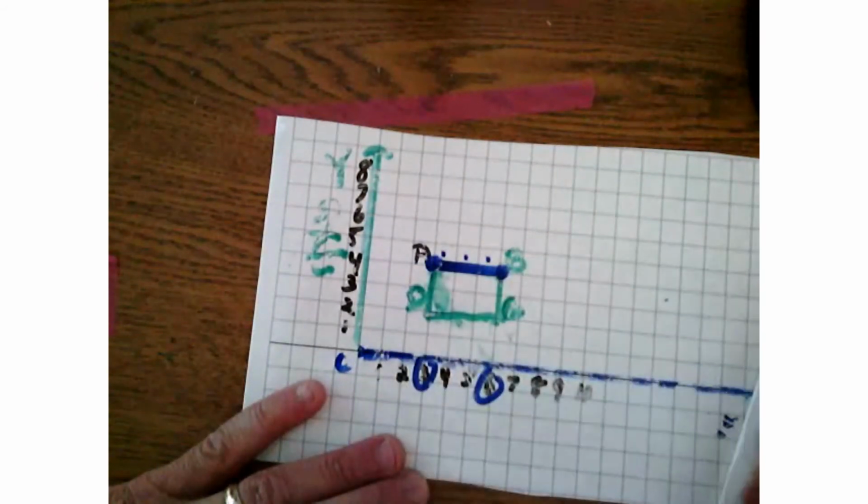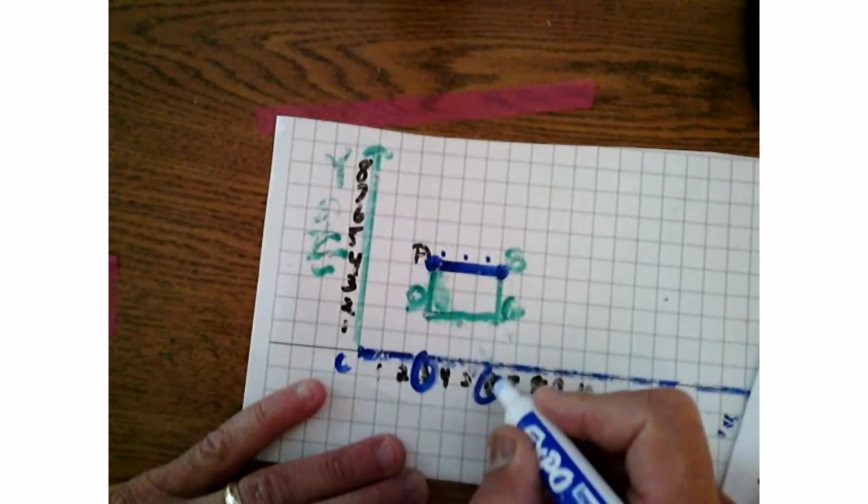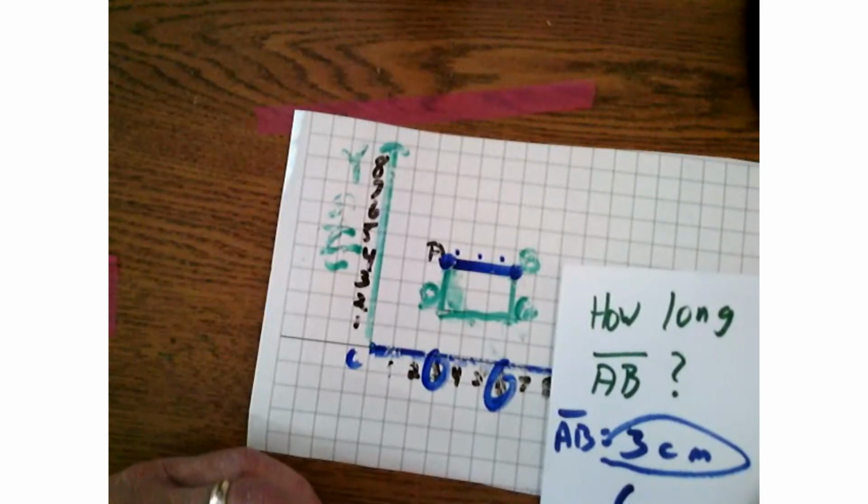So I could just count how long it is, or I could use subtraction. If this was really a huge long line, I might not be able to count the whole thing, but I could subtract by starting with the starting point and ending point and subtracting the two. That gives me the distance in between also.